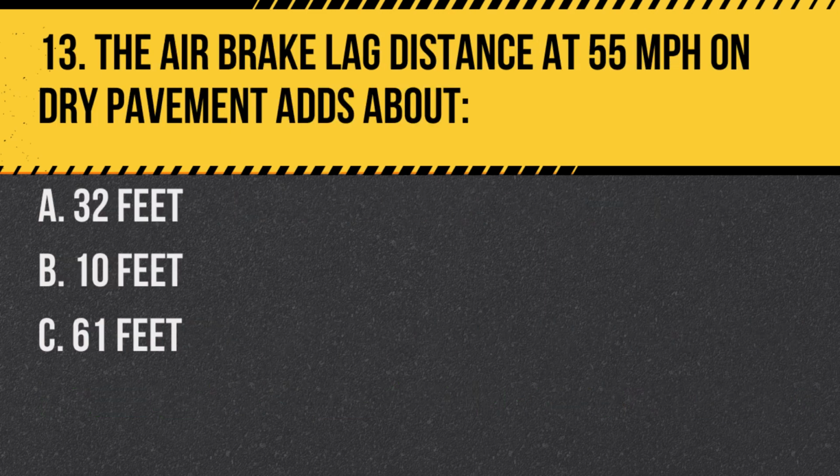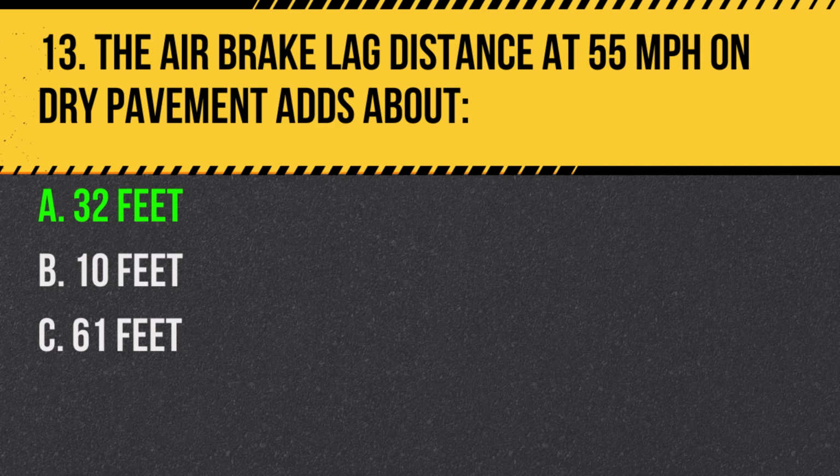Question 13. The air brake lag distance at 55 miles per hour on dry pavement adds about: A. 32 feet. B. 10 feet. C. 61 feet. Answer: A. 32 feet. This is the distance your vehicle will continue to travel before the brakes start to take effect.